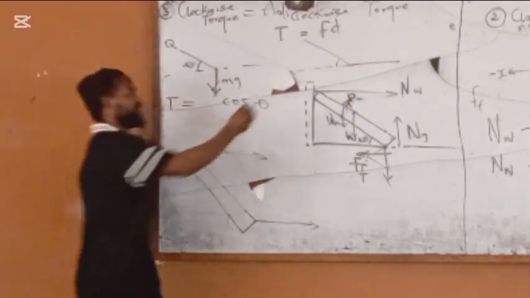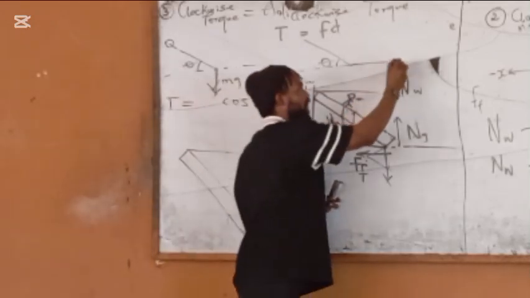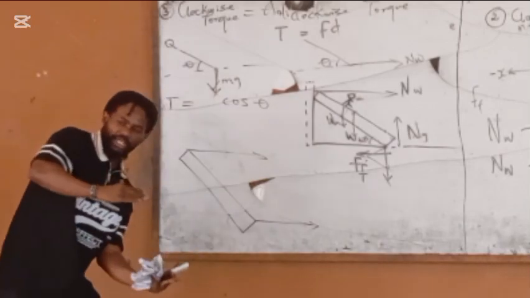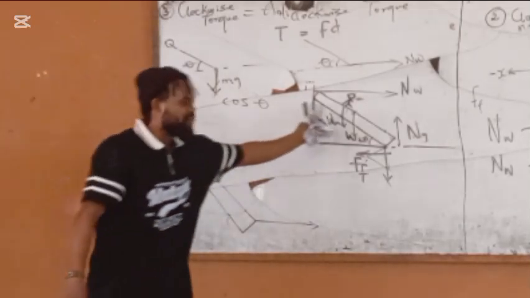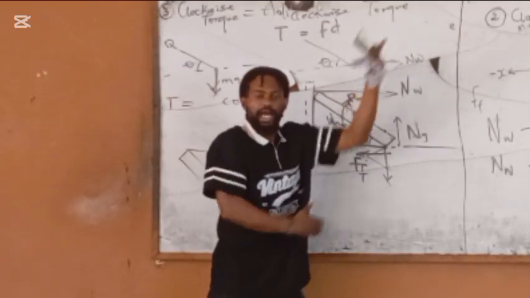Now I will ask myself, if this is angle theta, what do I need to do now? There's already an angle here now. What we are trying to do is to resolve that ladder in such a way that it maintains 90 degrees, because that's what torque is. Torque simply means, if it happens to rotate, how do I make it rotate?